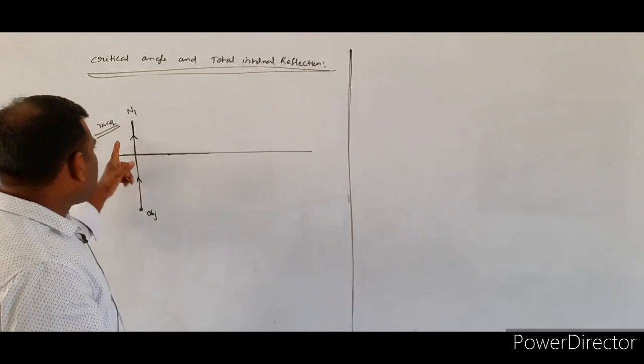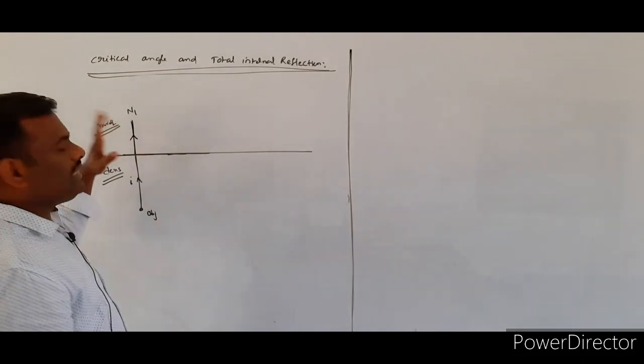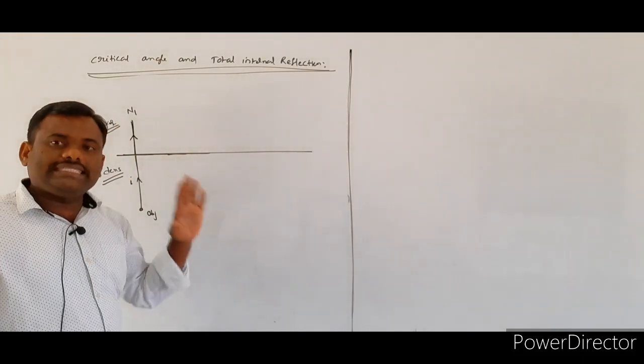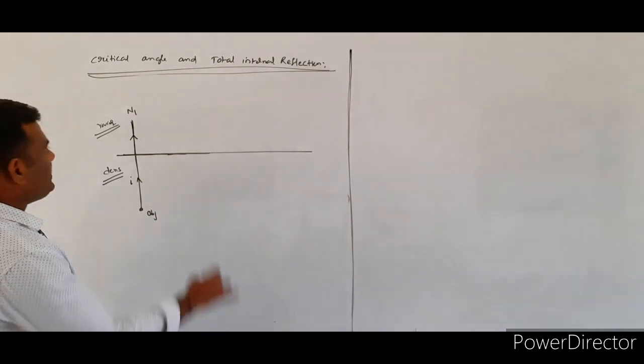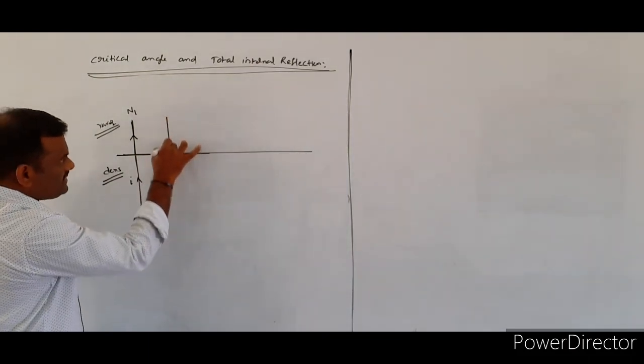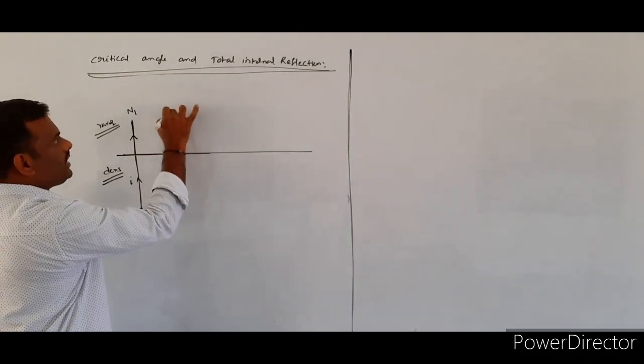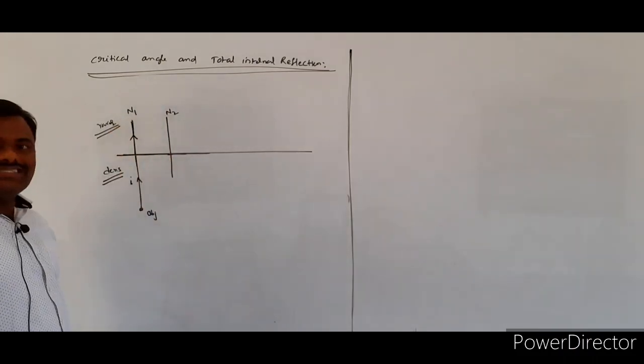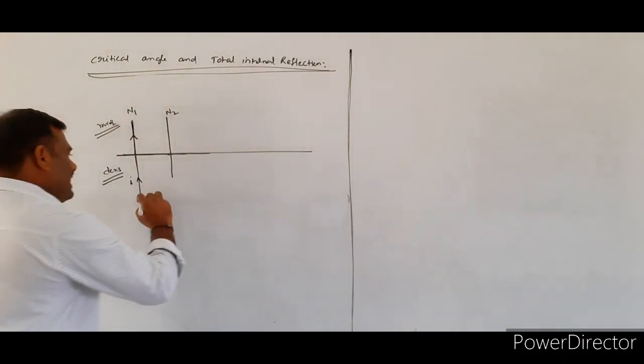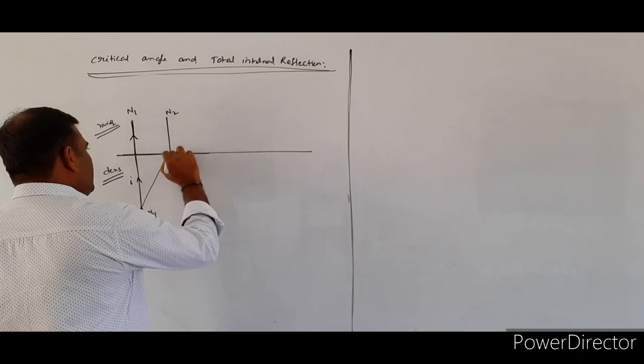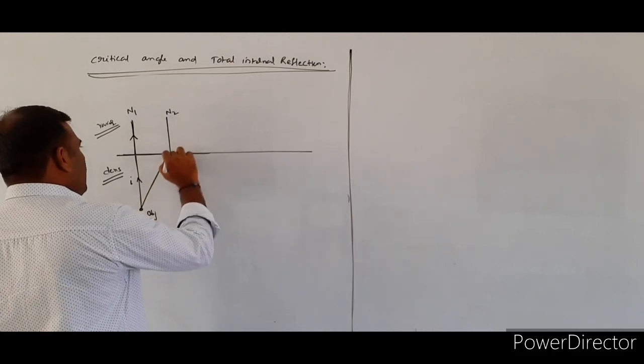As a result, the refracted light rays are passing through the same normal. This is the first case. In the second case, I consider the second normal, N2. From the same object, again I consider the second incident light ray.